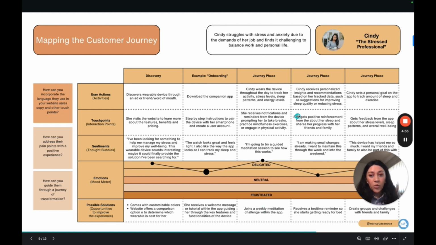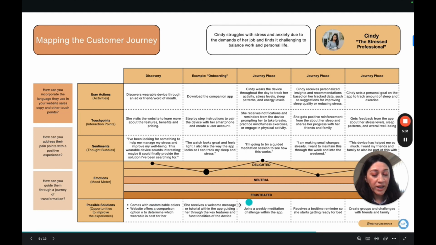Now, this is just one example of the journey that you're taking your persona through. How do they discover you? How do they come to onboard and learn about your product? What does the journey of that look like? And what is the action that they're taking that you want them to take? What are the touch points that you're offering? What are the calls to action that you're providing? What are they thinking, feeling, and seeing as they're interacting with your product? And how do they feel about it? Is it currently a frustrating experience for them? How can you make it a more delightful experience for them?